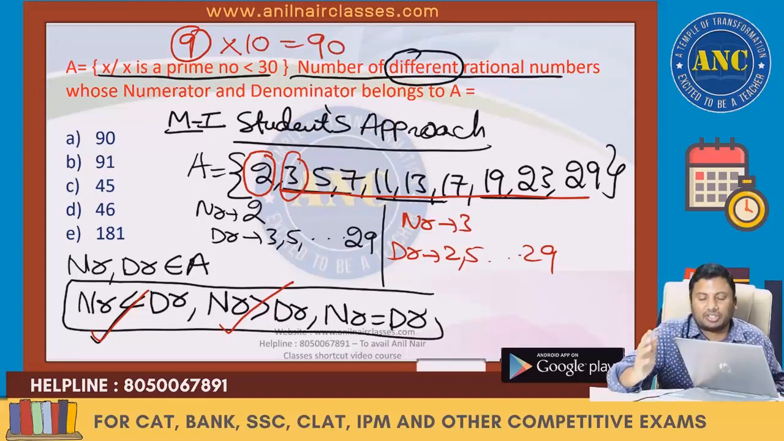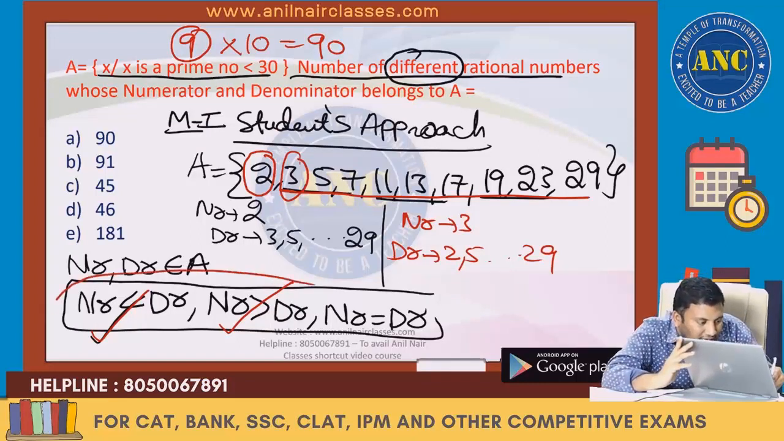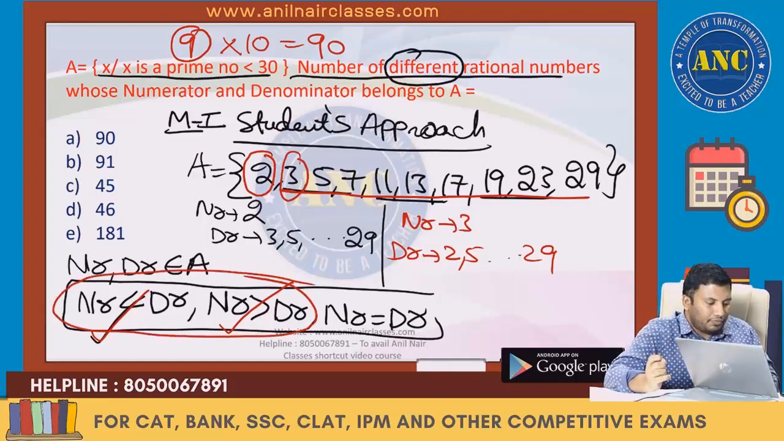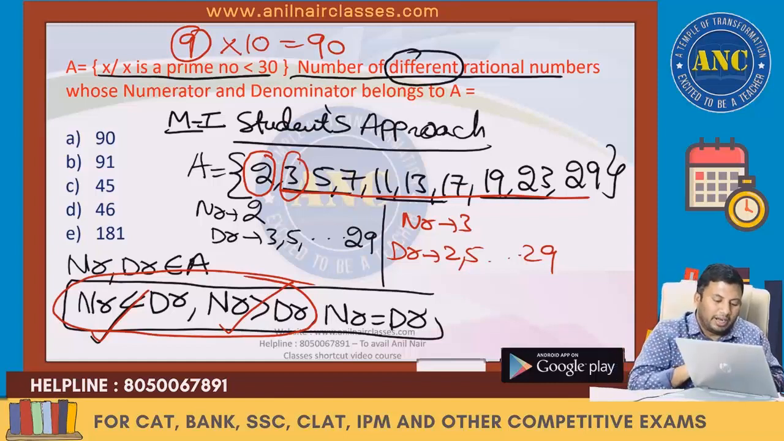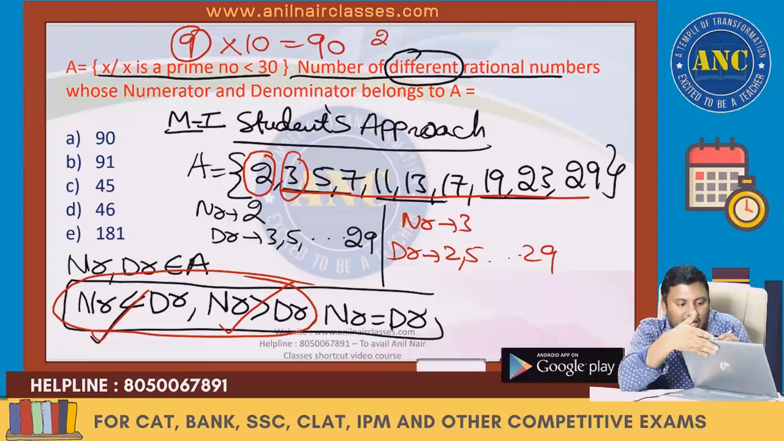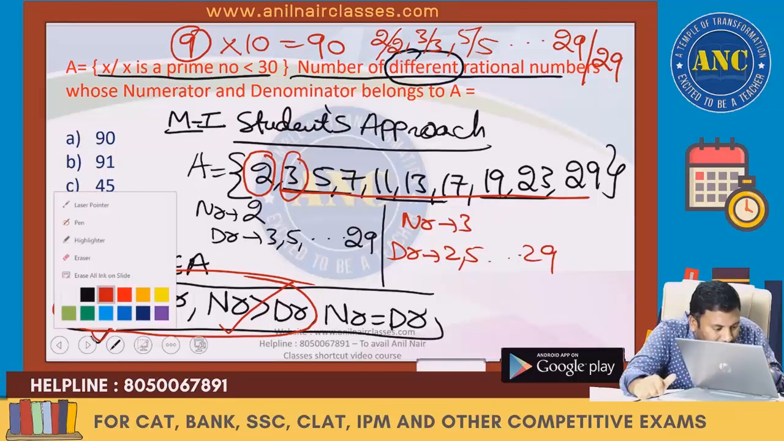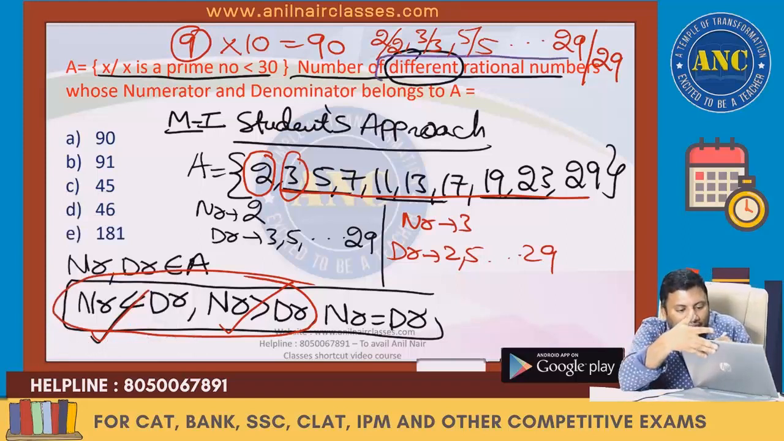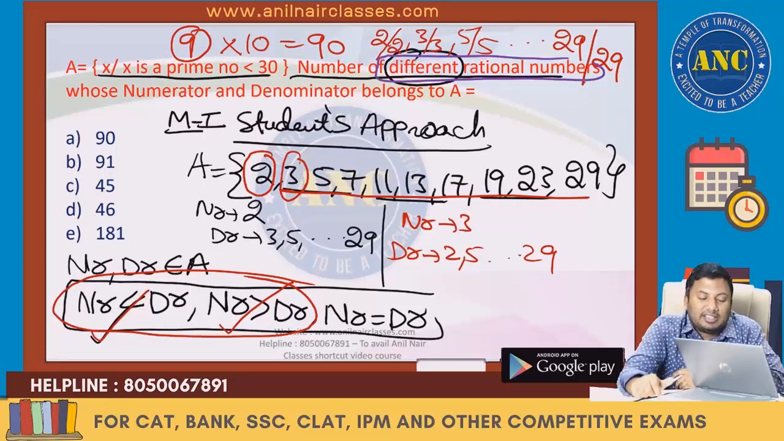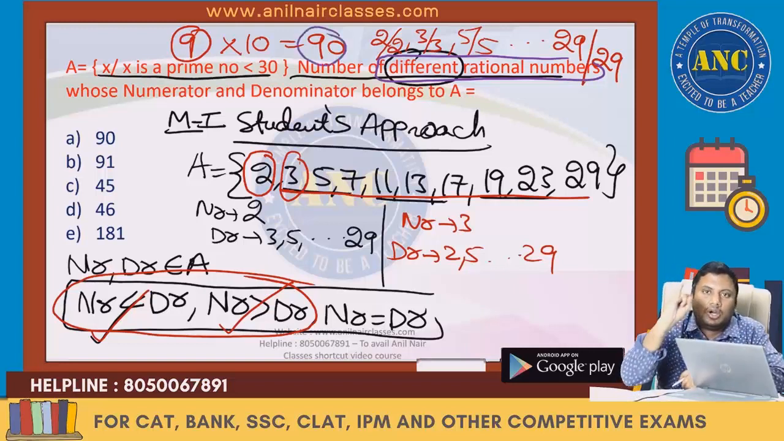A small mistake students will make: numerator less than denominator, numerator greater than denominator, numerator equal to denominator. In a hurry they might do 2 by 2, 3 by 3, 5 by 5 and so on up to 29 by 29. But please read the question again. The question is saying it is a different rational number. 2 by 2 one case, 3 by 3 one case, 5 by 5 one case, 29 by 29 one case.